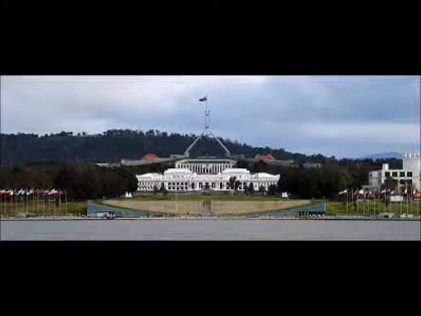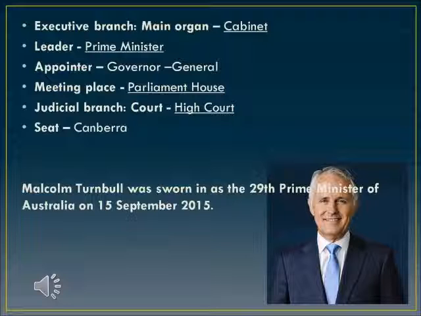Australian government, formation 1901. Legislative branch: Legislature, Parliament. Meeting place: Parliament House. Executive branch: Main organ, Cabinet. Leader: Prime Minister. Appointed by the Governor-General. Meeting place: Parliament House. Judicial branch: Court, High Court. Seat: Canberra.